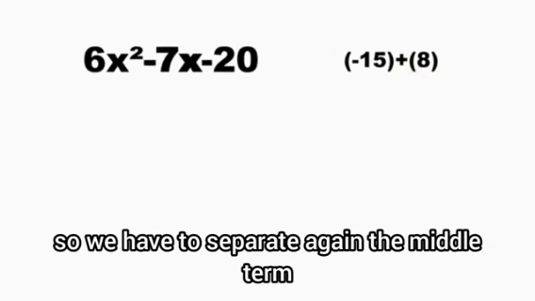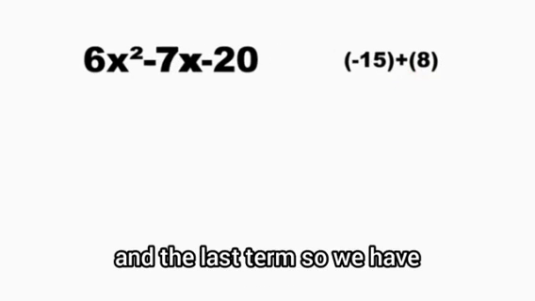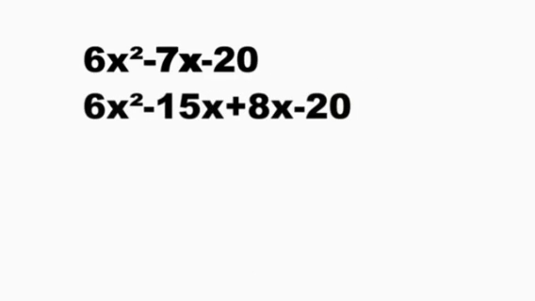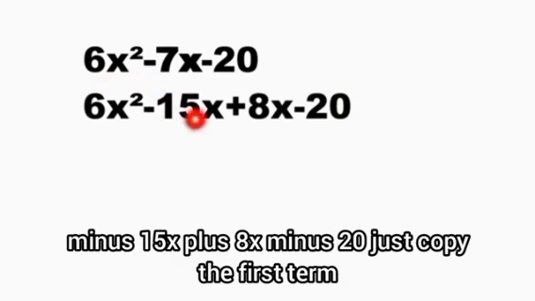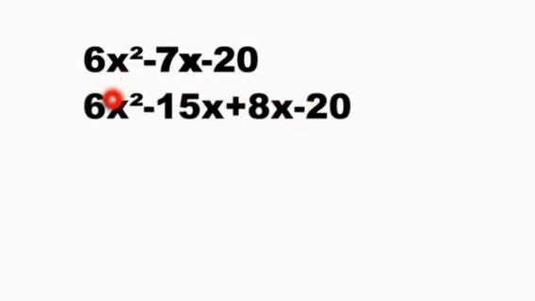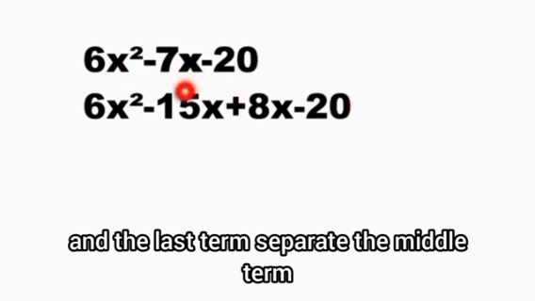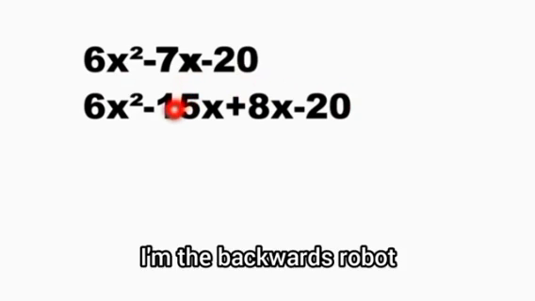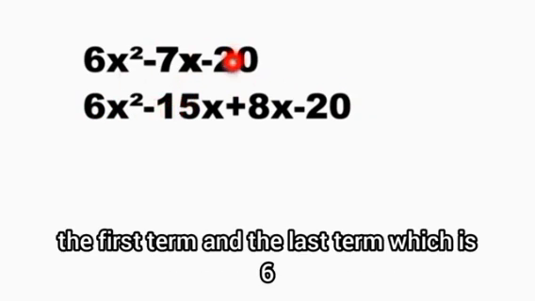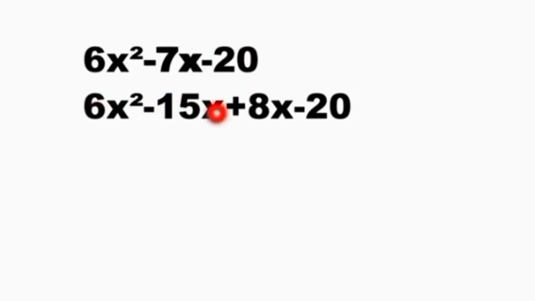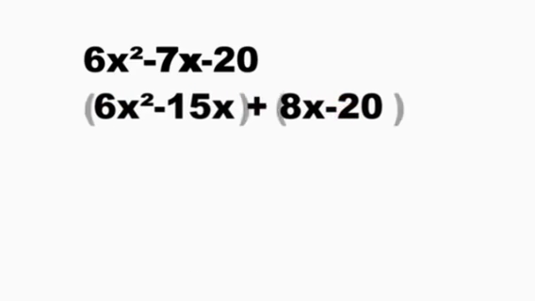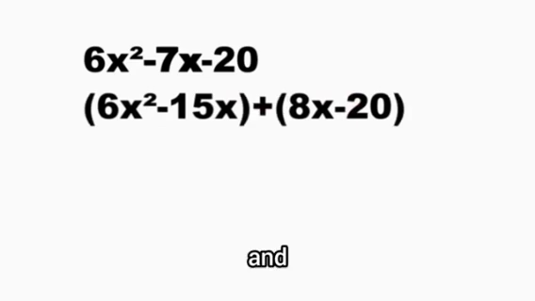So we have to separate again the middle term, copy the first term and the last term. So we have 6x squared minus 15x plus 8x minus 20. Just copy the first term and the last term, and separate the middle term from the factors of the first term and the last term, which are factors of 6 and 20. So group again.